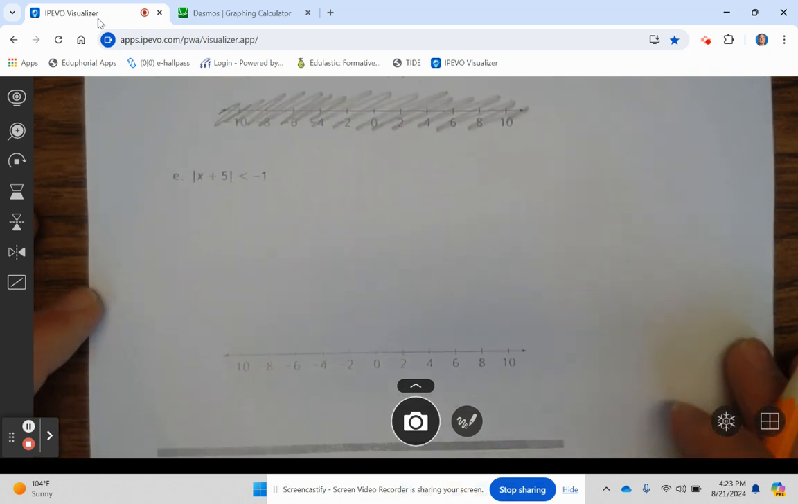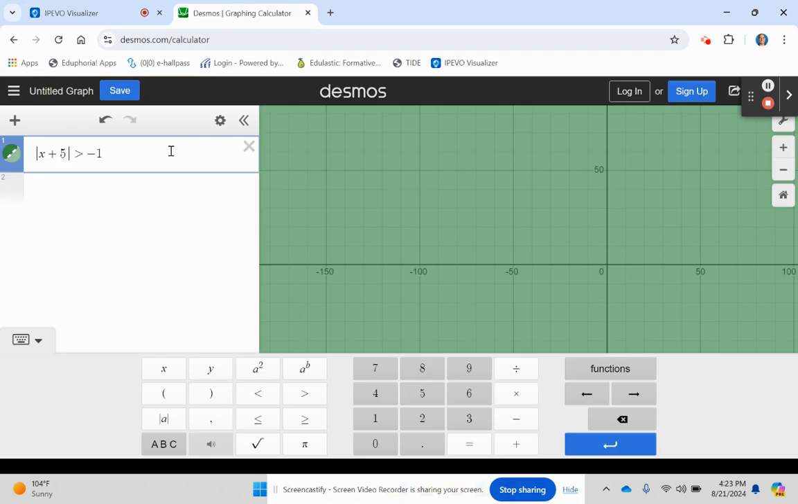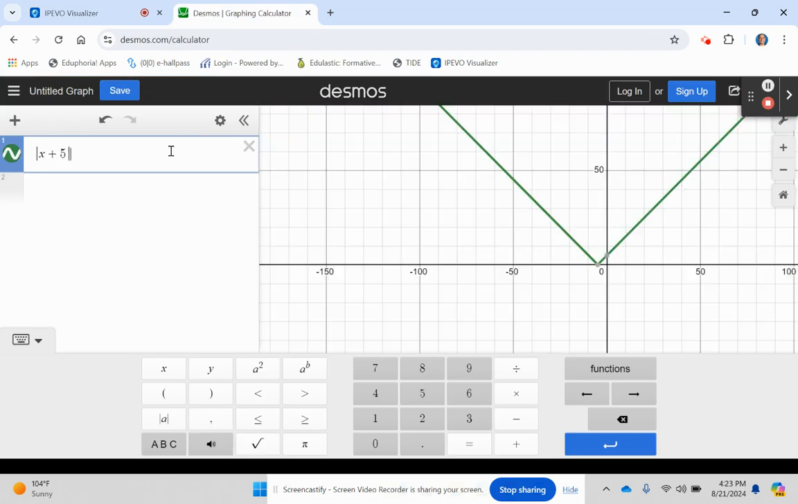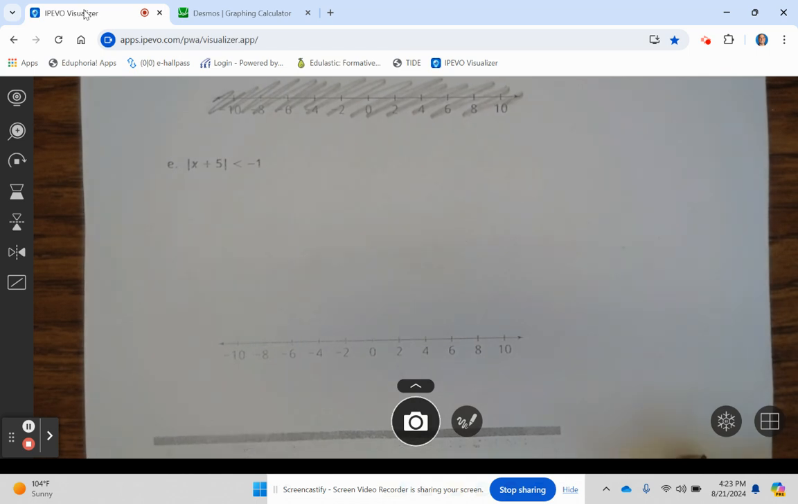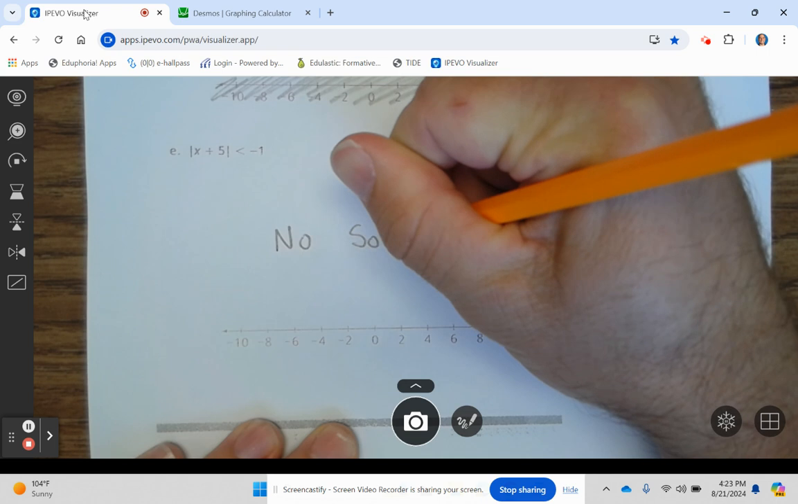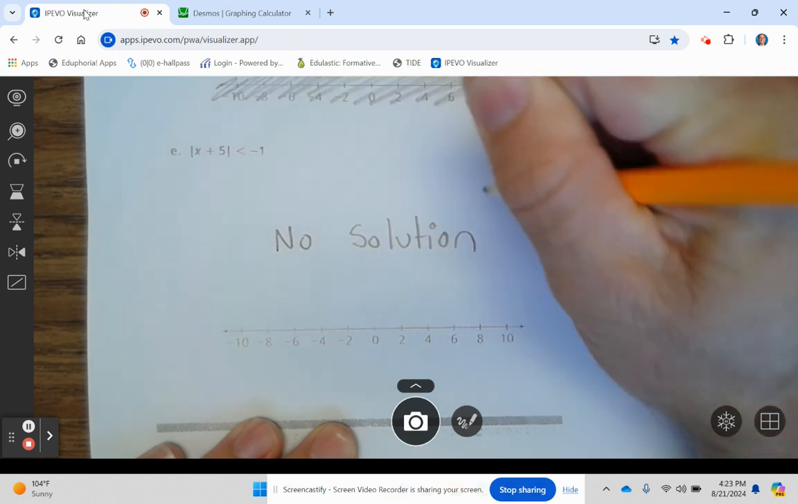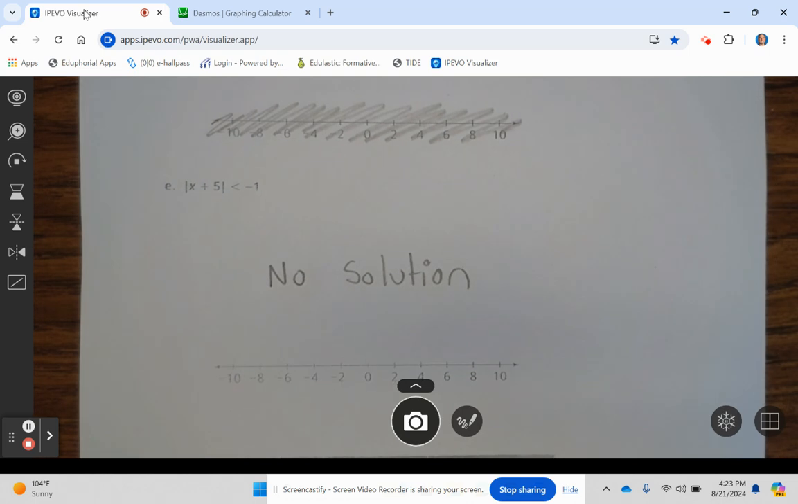Let's take a look at E. So in this case, it's absolute value of x plus 5 less than -1. Now, the absolute value is never less than a negative number. So when you zoom out, you see nothing is shaded. So we say this is an example of no solution. All right, go ahead and finish up E. Take a look at the next page.